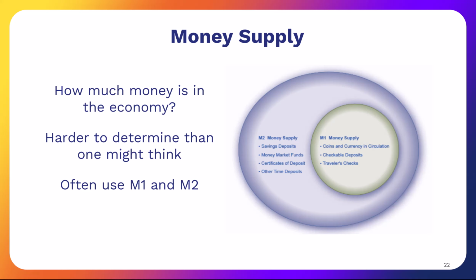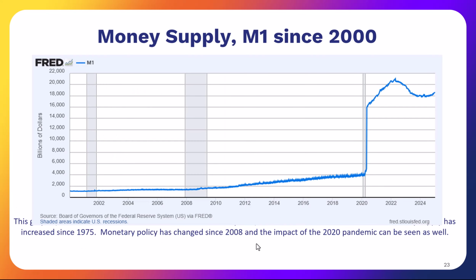M2 is that amount, M1, plus all the savings accounts, the money market accounts, the CDs, and any of those other time deposits. So again, this is the primary number that the Fed is trying to adjust when it makes changes in its monetary policy. So let's look at the money supply.